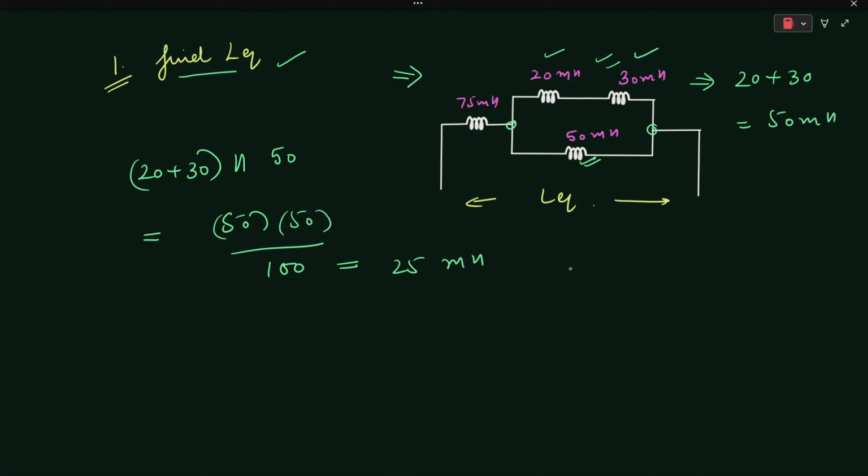Since this particular resultant is connected in series with the 75 millihenry inductor, the equivalent inductance will be equal to 75 plus 25, which is equal to 100 millihenry. I hope it is clear how we are able to find the equivalent inductance of this particular network.